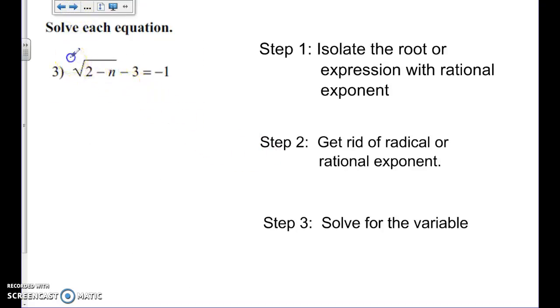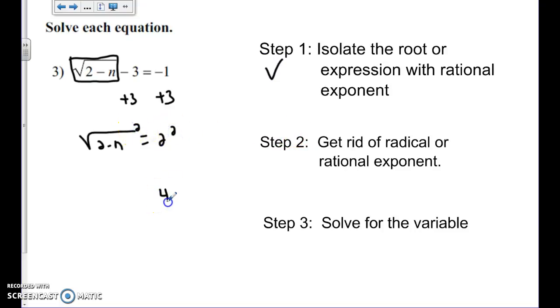In this case, we're still trying to get the root by itself. I can add 3, so I have the square root of 2 minus n equals 2. So that first step is done. Now we want to get rid of the radical or rational exponent, so I'm going to square both sides. I end up with 4, so I have 2 minus n equals 4. I'm going to subtract 2 from both sides, so I get -n equals +2. I'm going to divide both sides by -1, and I end up getting n to equal -2.